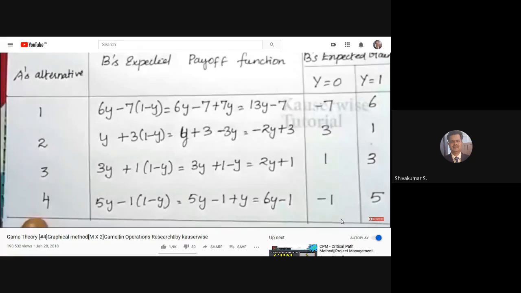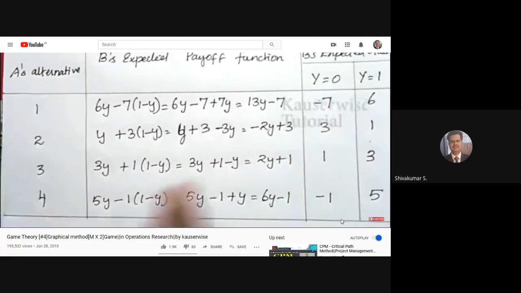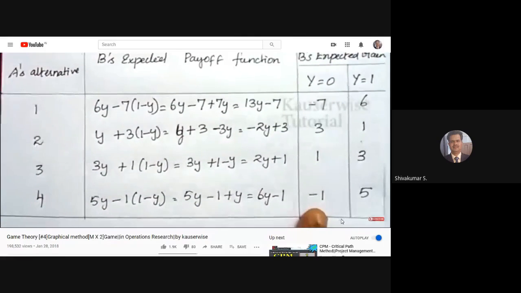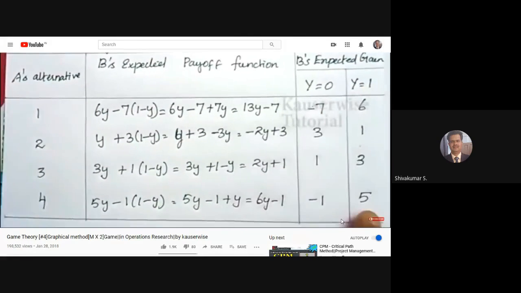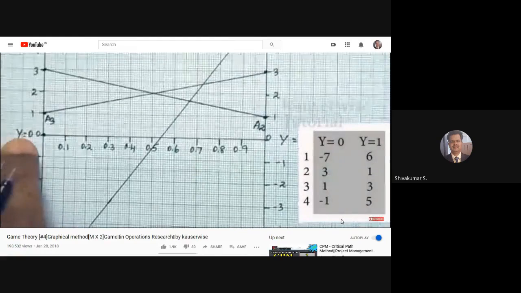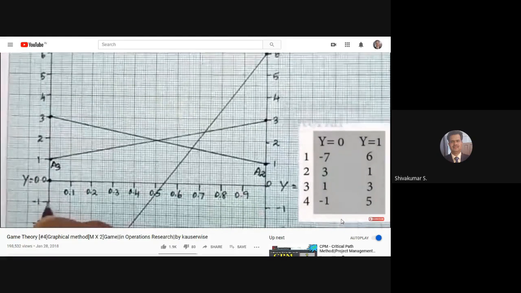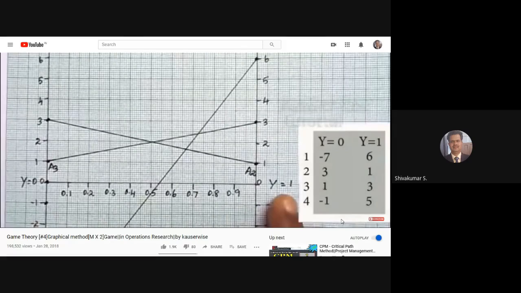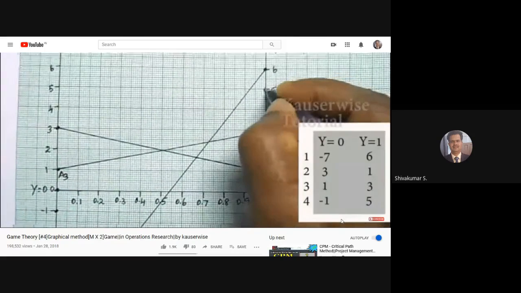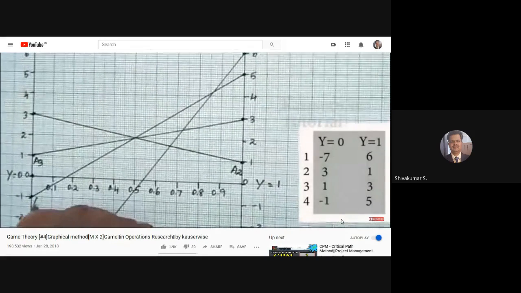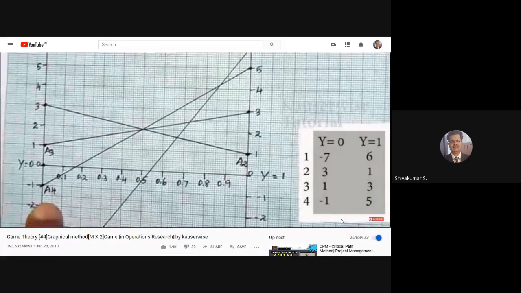Look at the fourth alternative. When y is equal to 0, the value is minus 1. When y is equal to 1, the gain is 5. When y is equal to 0, what is the value? Minus 1. When y is equal to 1, the value is 5. This line represents A4, that is the fourth alternative.